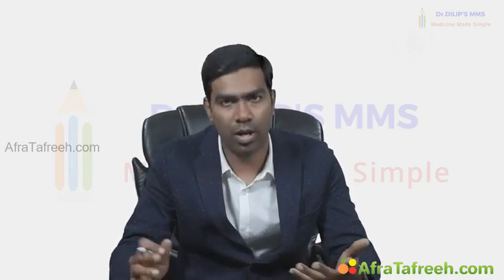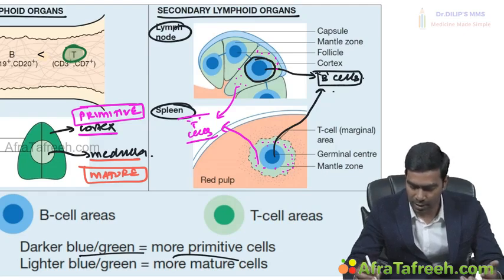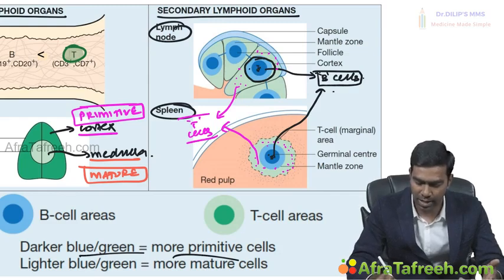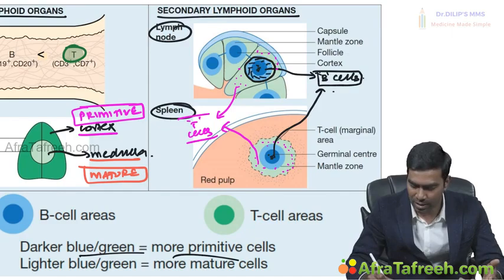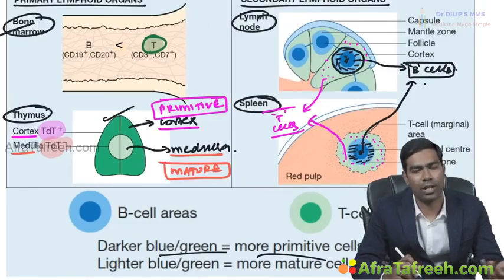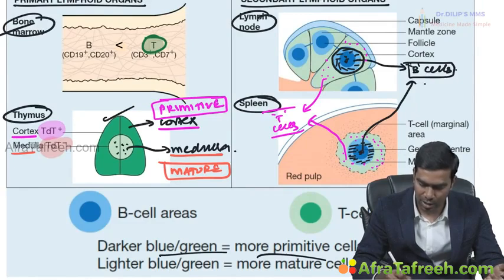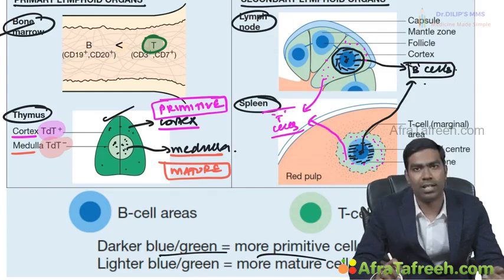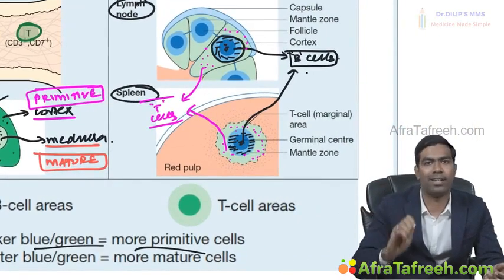But in striking contrast to the primary lymphoid organs, the more primitive cells here are seen in the center. The center contains more primitive cells and the surrounding contains more mature cells, which is the exact reverse of what you saw in the primary lymphoid organs. For example, in the thymus, the center had more mature cells and the periphery had more primitive cells. Whereas in the secondary lymphoid organs, the center contains more primitive cells and the periphery contains more mature cells. That is how it works.